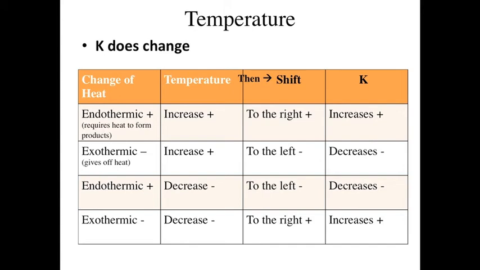and decreasing is going down. So if we continue to look at it mathematically, you see endothermic positive times increase positive equals to the right positive and increase is positive. And exothermic negative times increase positive equals to the left negative or decreases negative. And then for the last one, exothermic negative times decrease negative is like saying equaling a positive, to the right and positive increase. Just a neat way to remember it visually.